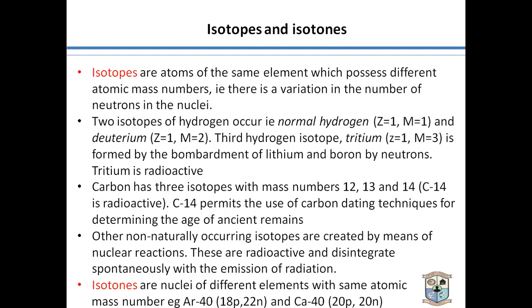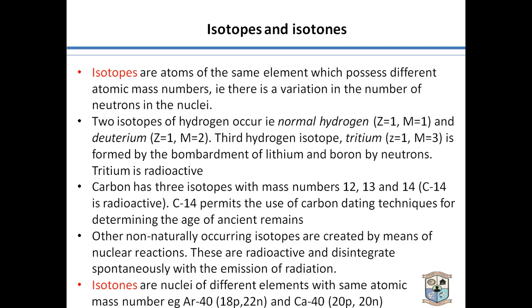So your Z is 1, and your mass number is 1. And the deuterium, which is Z 1, and your M is equal to 2. The third hydrogen isotope is known as tritium, which is Z 1 and M, the mass number, increases to 3. This is formed by the bombardment of lithium and boron by neutrons. So the tritium is radioactive.